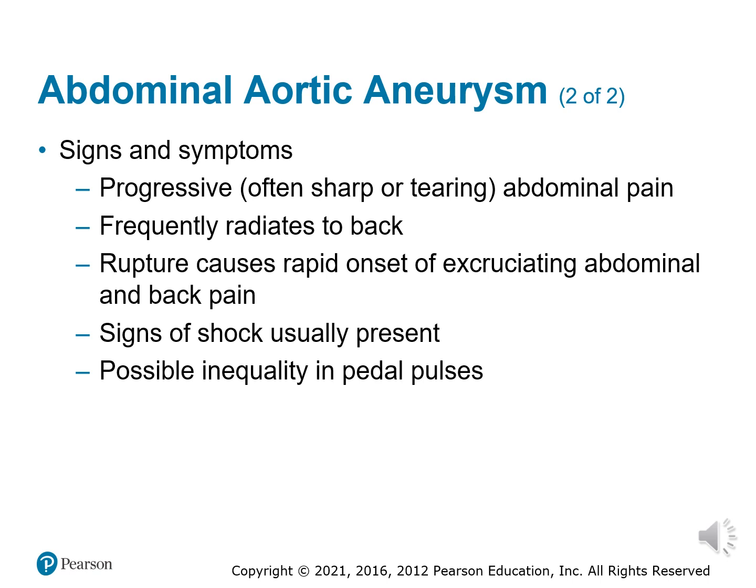Signs and symptoms are usually present at that point, and depending on the location of the AAA, there may actually be an inequality between the femoral or the pedal pulses. So again, on your signs and symptoms, it's going to be progressive abdominal pain, often sharper, tearing. It's going to frequently radiate to the back. The rupture causes rapid onset of that excruciating abdominal and back pain, and signs of shock usually are present. Again, possible inequality in the pedal pulses.